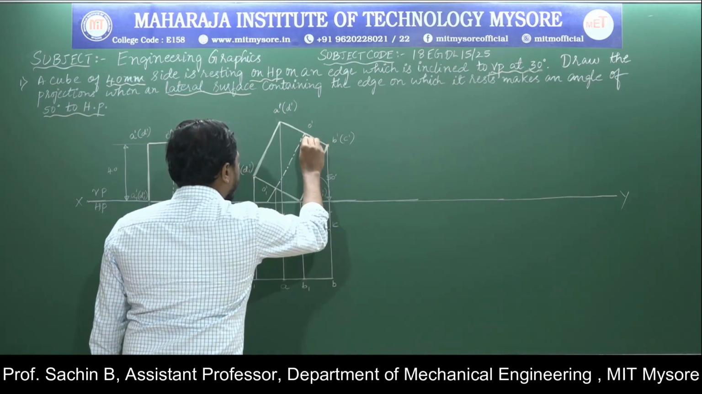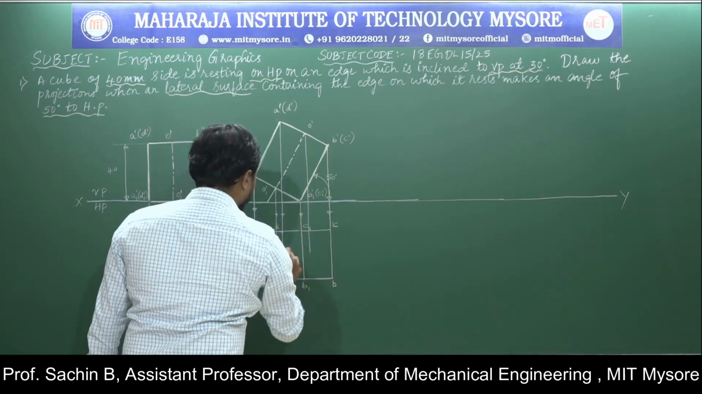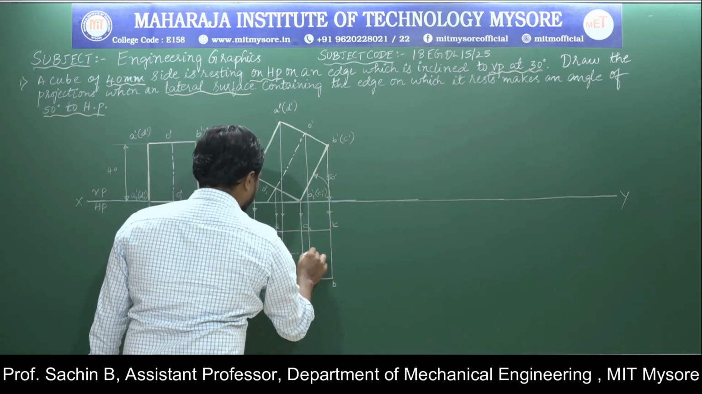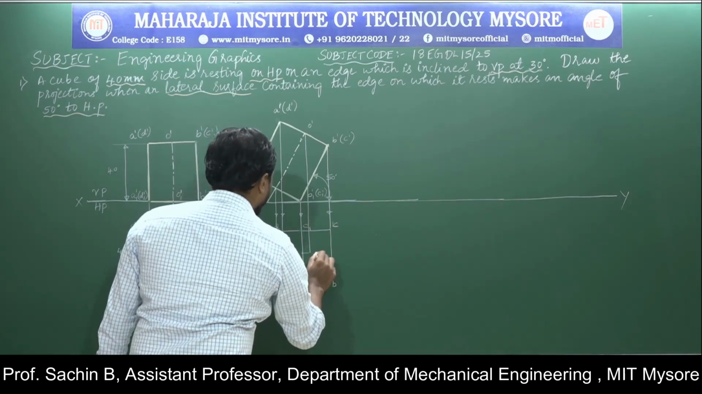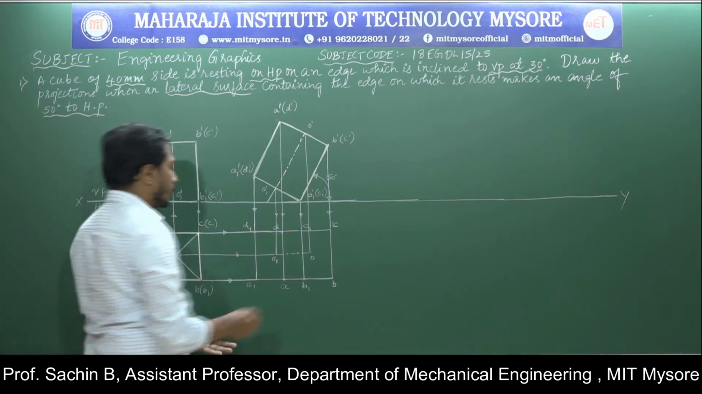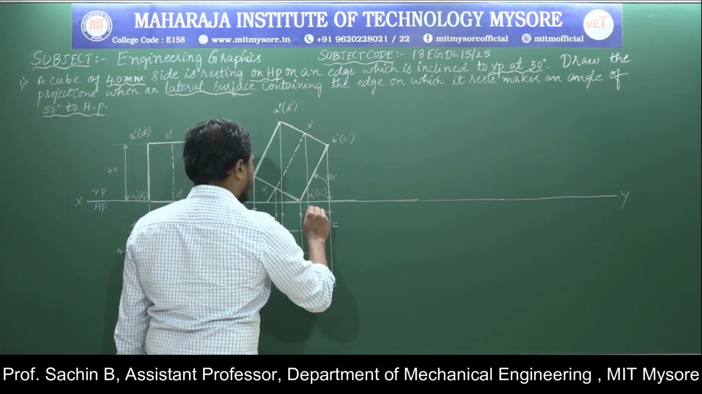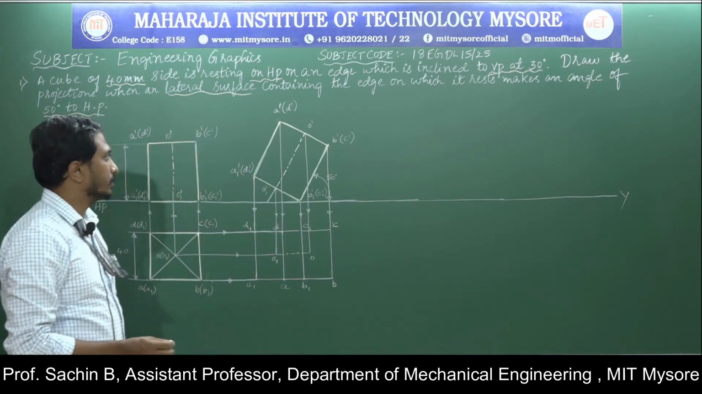Again, one more line to get the axis. This is my O1 point, this is O point. Now I have written all the lines in a thin line. Now I should go for checking the visible and invisible edges.